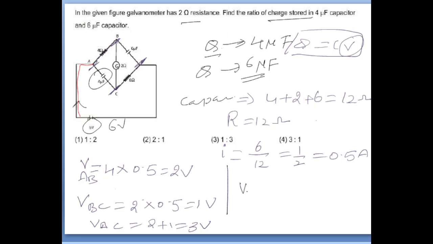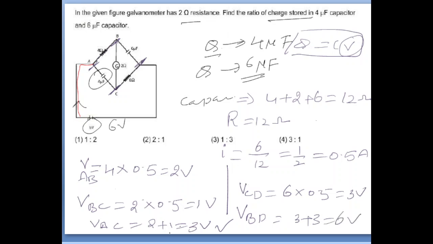Next, similarly, if you find the potential difference between C to D, how much comes? 6 into 0.5, which means 3 volt. So what potential for the second capacitor? What is the potential difference you have to take from B to D? So B to C you already know is 1 volt, and C to D again 3 volt. Total 1 plus 3, 4 volt.